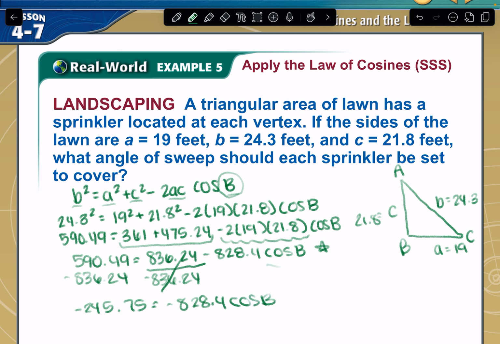From here, I'm still trying to solve for B. So I'm going to divide by my negative 828.4. Oh, I wrote my numbers wrong.